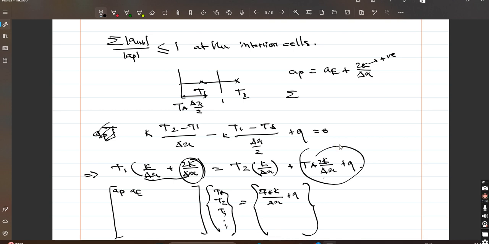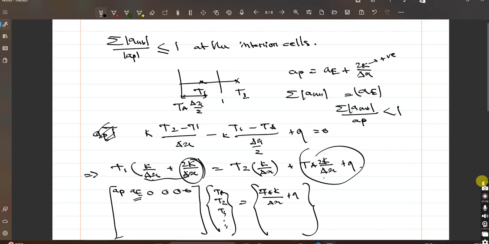And what is the summation of all the neighboring points? It is nothing but AE only, right? Only AE. There are no other neighboring points, right? So everything else will be 0. So only AE. So here we have that the summation of A neighbors divided by AP is less than 1.